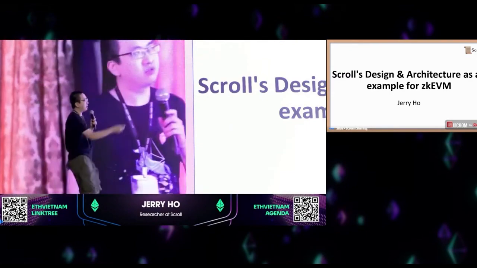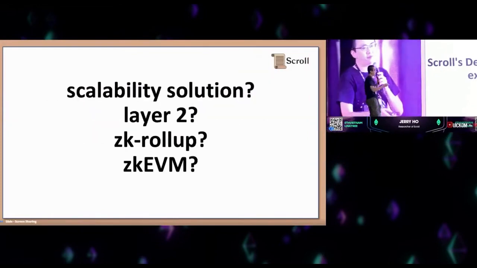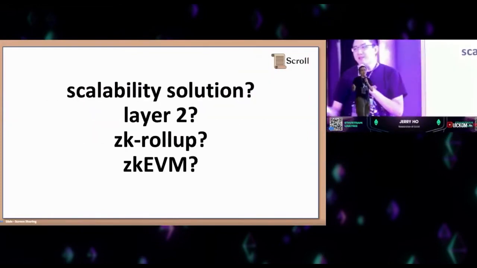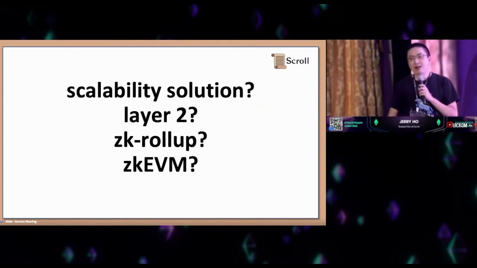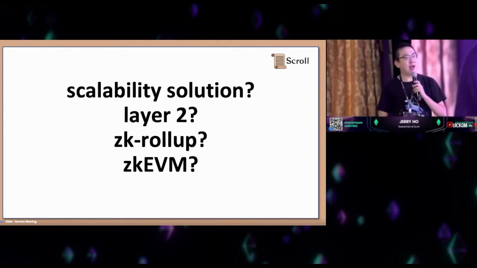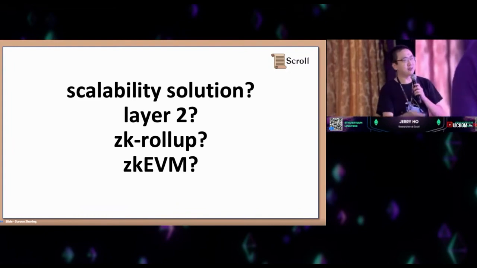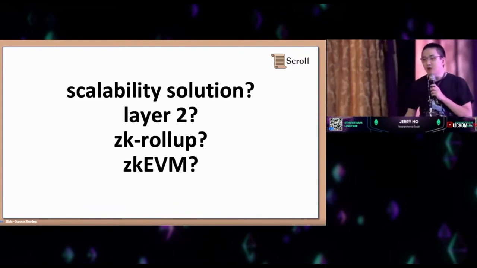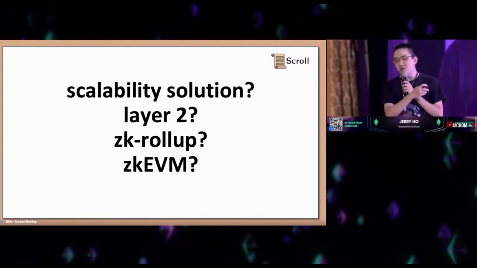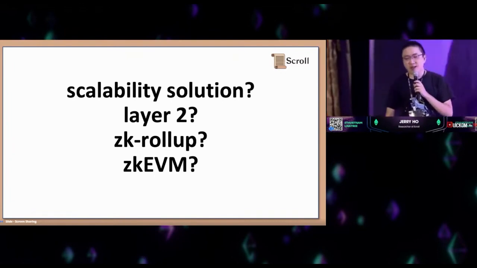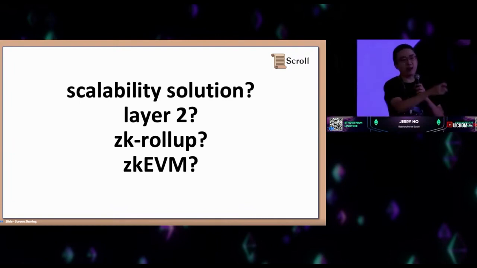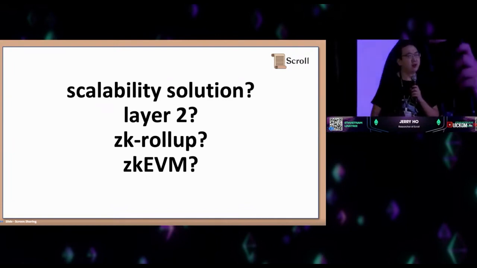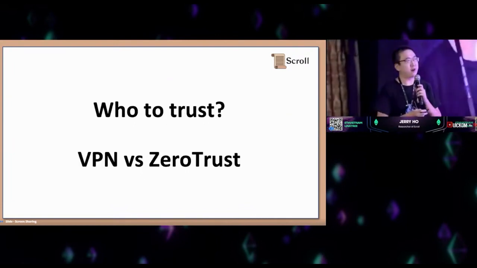Scroll's design and architecture is simple for zkEVM. First things first, we've heard a lot about state channels, plasma, optimistic rollups, layer 2, sidechains, zk rollups, zkVM. Those sound like buzzwords, but they are not. In reality, they represent different security assumptions and different layers of security. More on that later. So the first thing is trust.